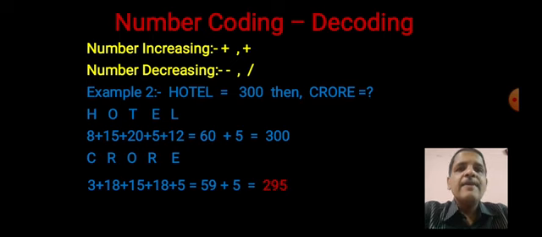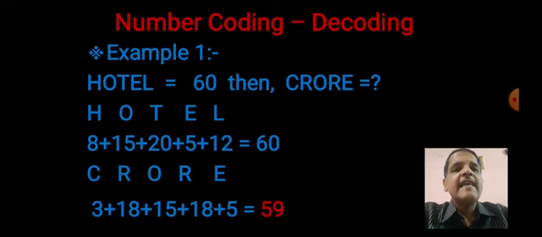Another method is there. Now, if you want to increase the number, instead of 60 some other number for HOTEL, you can multiply, you can add. If you want to decrease the number, you can subtract, you can use division, that is also there. Now here for HOTEL the code is 300. What will be the code of CRORE? Now for HOTEL it is 300. You know it is 60 in our last example.